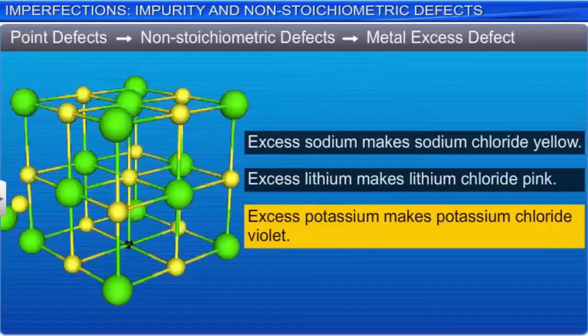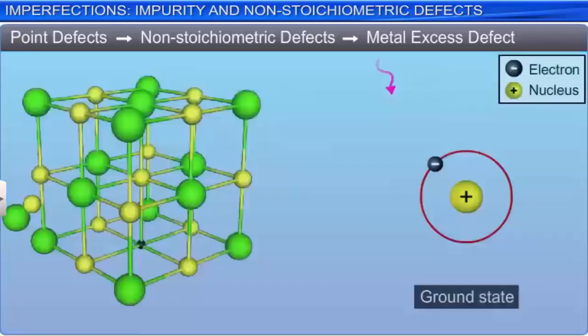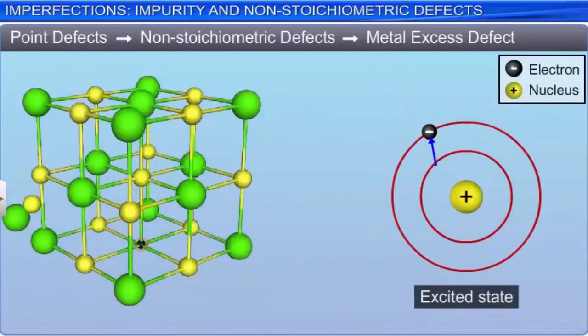The reason for this phenomenon is the excitation of the electrons present at the anionic sites of the crystal when they absorb energy from the visible light falling on it.